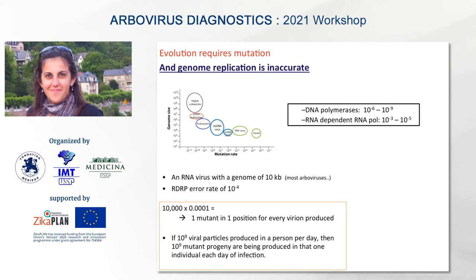To have an idea, if an RNA virus, like most arboviruses, has a genome of about 10 to 12,000 base pairs, and this virus has an RNA replicase with a 10 to the minus 4 error rate, it will produce one mutant genome per cycle of replication. And at the end of one single day, we may have a population of extremely genetically diverse virus in our body.